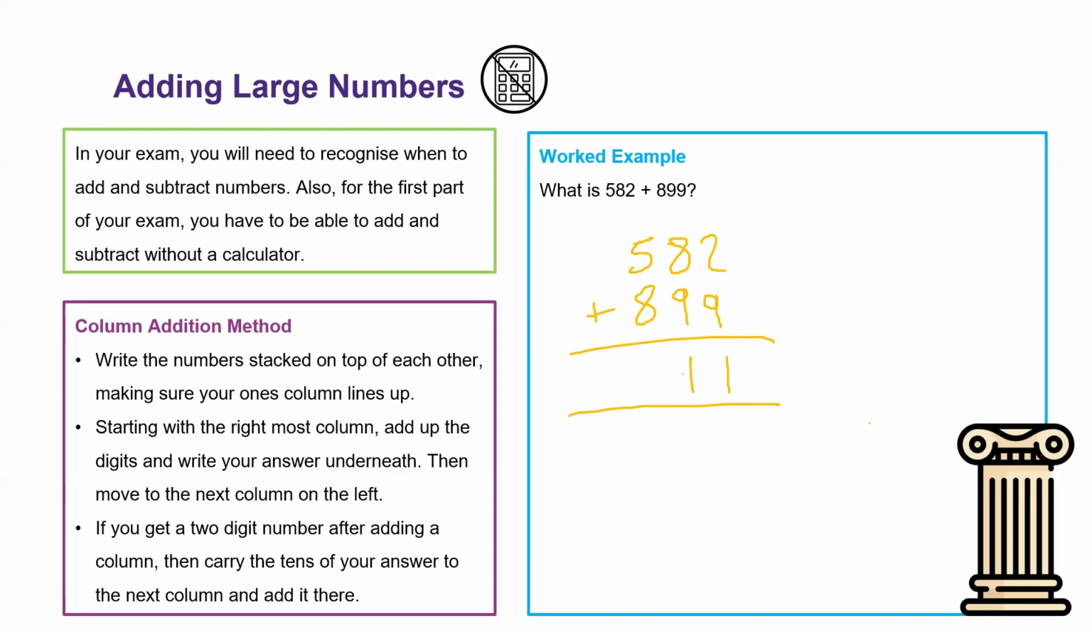I can't write 11 here because that's going to look really messy in my number. So I'm going to carry that 1, and you can either put it on top or below here. I put it below. And then in our next column, we need to add 8 plus 9 plus 1. That comes to 18. So again, I'm going to write a 1 here and the 8 there for 18. Finally, I've got 5 plus 8 plus 1, and that comes to 14. Because I've got nothing here to add up, I can just write that 1 in there straight away. So that's my answer, 1,481.